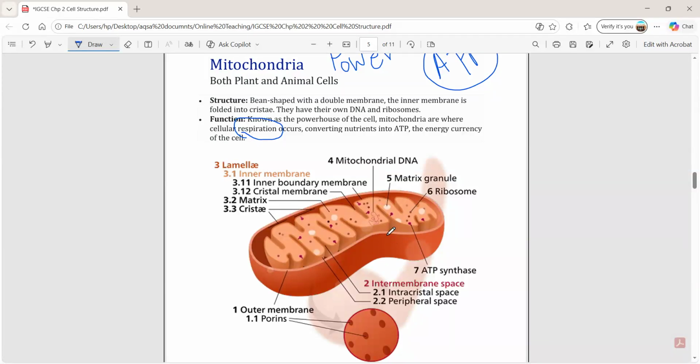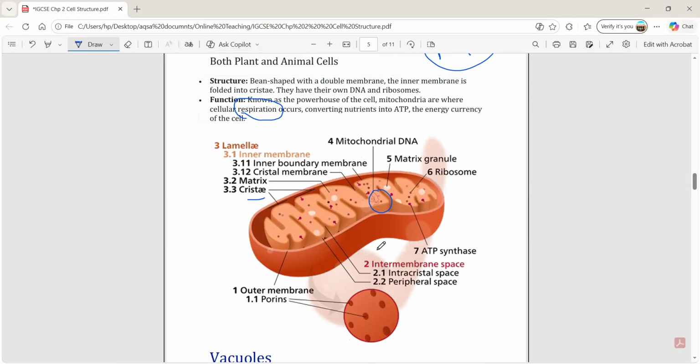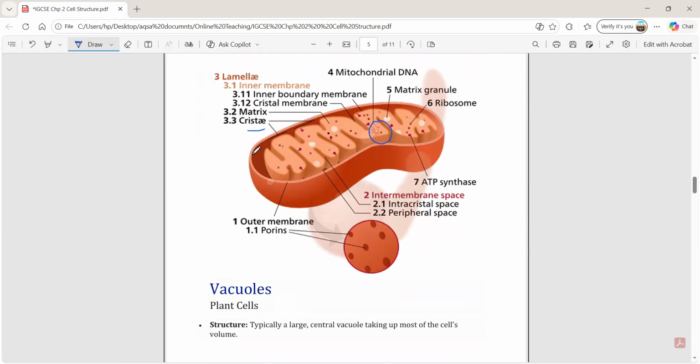Inside the mitochondria you can see they have their ribosomes. This is the mitochondrial DNA. Ribosomes are there, and this folding structure we call the cristae. They have this inner membrane and the outermost membrane. Just keep it in mind, they have an inner membrane and an outer membrane. What are the cristae? And the ribosomes are present on the surface.